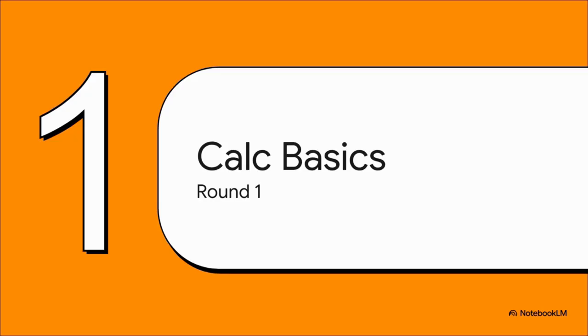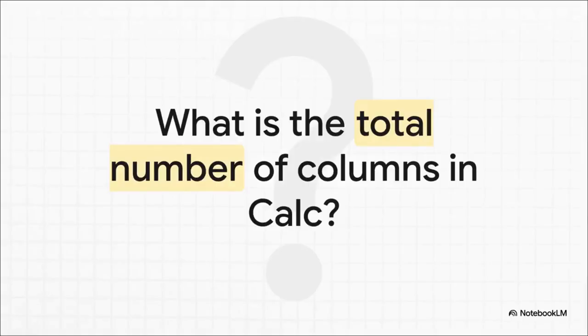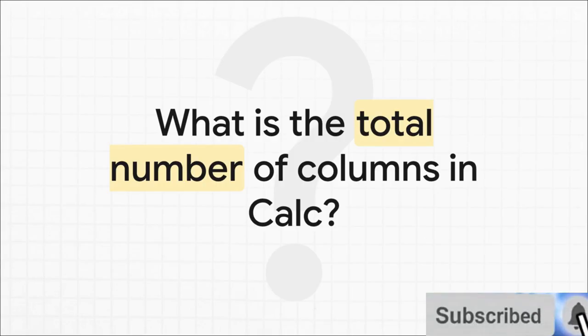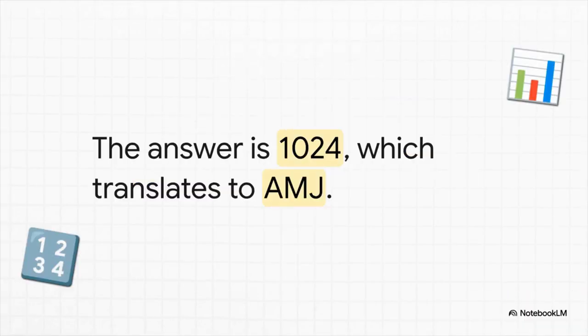All right, round 1, Calc Basics. We're diving straight into some rapid-fire trivia here. You ready? Boom, here's your very first flashcard challenge. What is the total number of columns in Calc? Go ahead, lock your answer in your head right now. This is one of those classic foundational questions that literally trips up so many test takers just because they didn't memorize the grid limitations. And there it is. The answer is 1024. And if you translate that alphabetically, you get the column header AMJ. So if you see either 1024 or AMJ on your test, you know exactly what to bubble in.